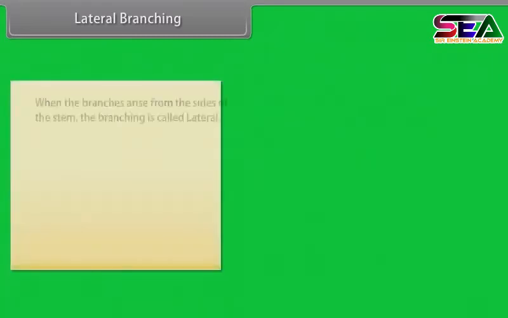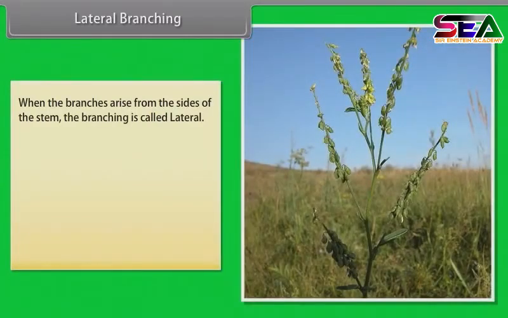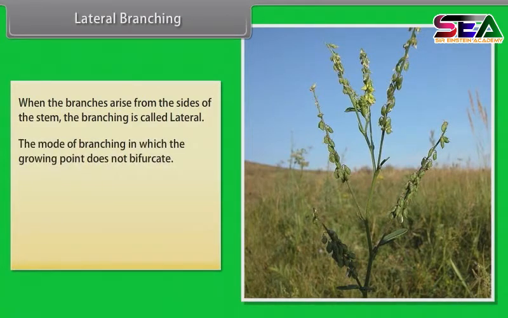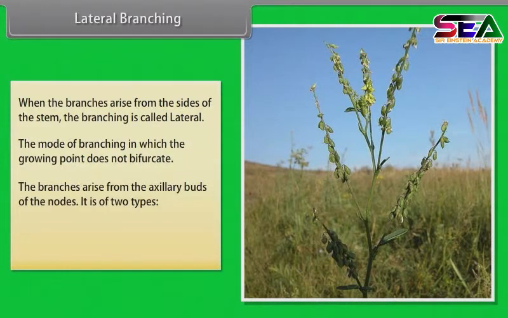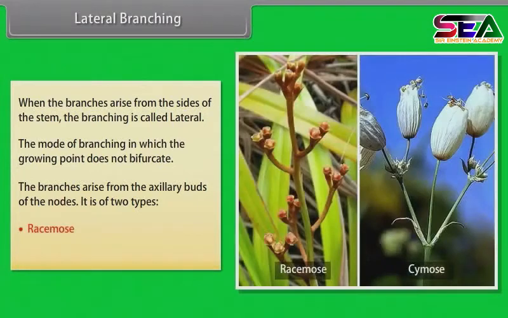Lateral branching. When the branches arise from the sides of the stem, the branching is called lateral. It is the mode of branching in which the growing point does not bifurcate. The branches arise from the axillary buds of the nodes. It is of two types: racemose and chymose.